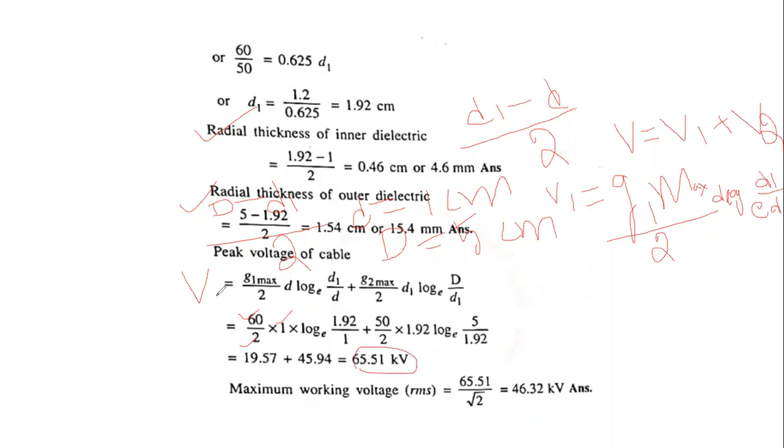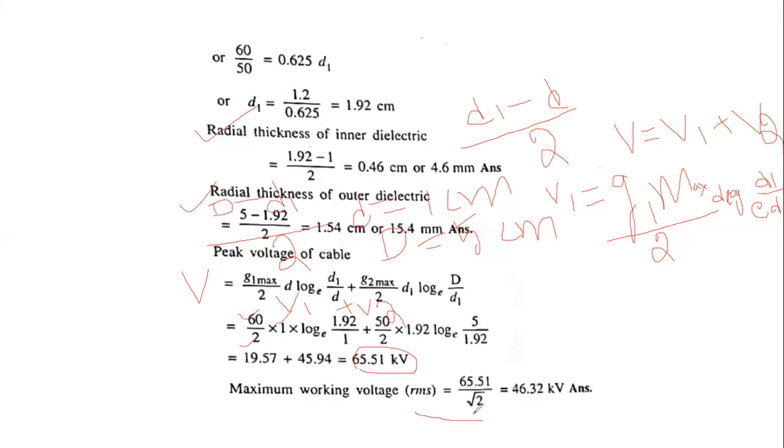Therefore V is equal to V1 plus V2. Understand? Then we obtain the total voltage, that is the peak voltage of the cable. Then we calculate the RMS value of voltage. What is the RMS value of voltage? That is peak voltage by root 2.